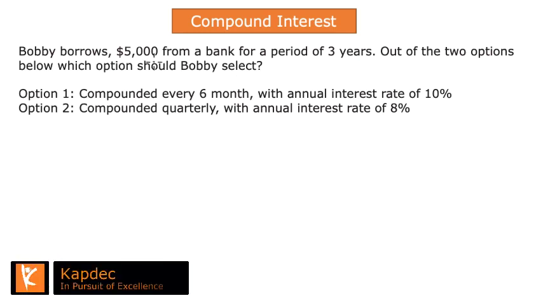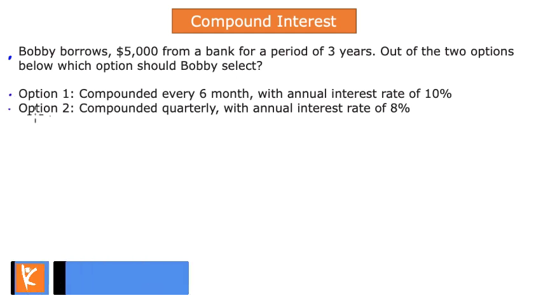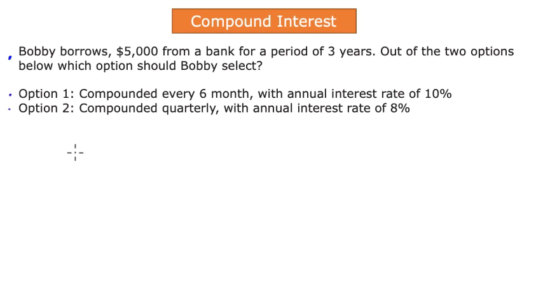In this case of compound interest calculation, we will look at an example in which we are giving two different options to a user and asking to select what is the least cost option. And of course, the least cost means the one that costs the lower amount of interest, right? So the scenario is Bobby borrows $5,000 from a bank for a period of 3 years. Out of the two options, which one should Bobby select?